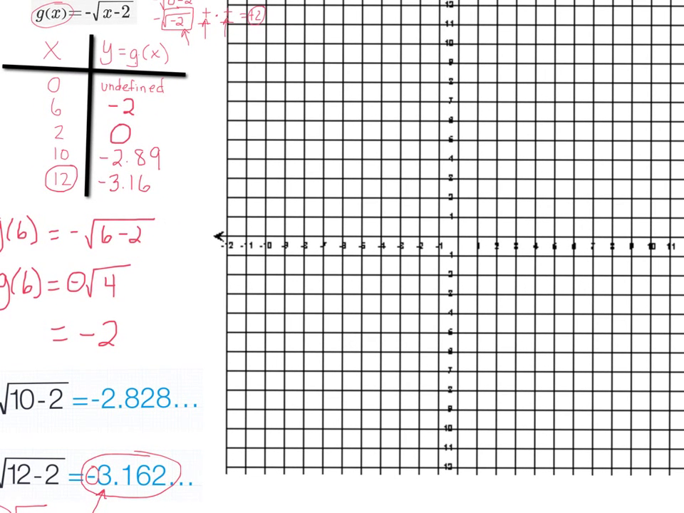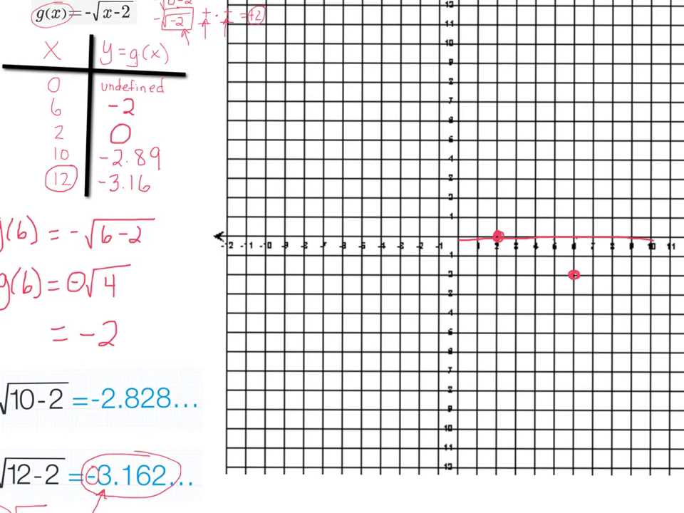Okay, so I've got the point 0, undefined, I can't graph. But 6: right 6, 1, 2, 3, 4, 5, 6, and down 2, 1, 2 is right here. And then 2, 0: right 2, and up and down 0's there. And then I've got 10 and negative 2.89, so that's right 10, and down 2 point, there's 1, 2.89 will be somewhere in there, so let me draw that.